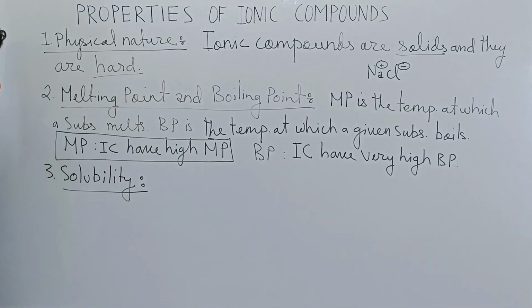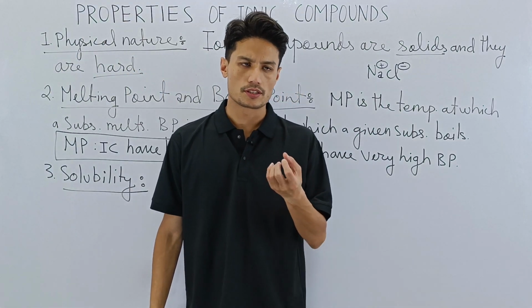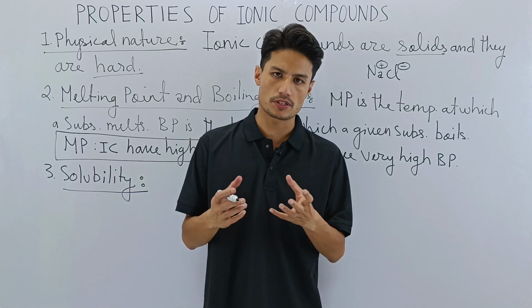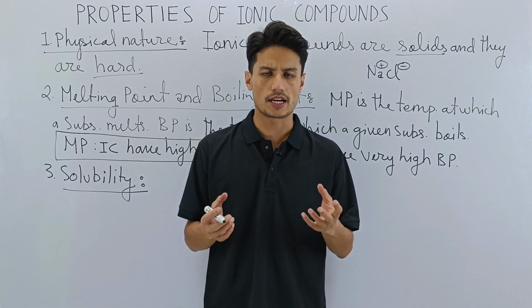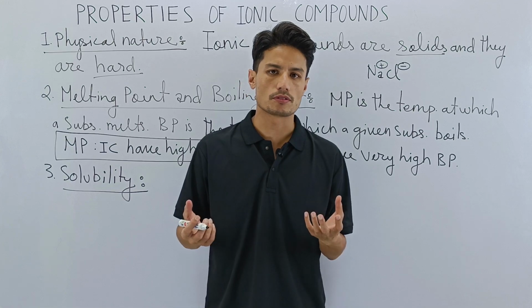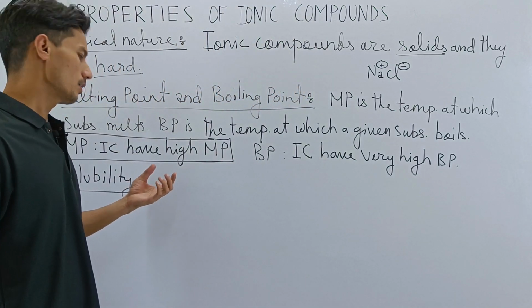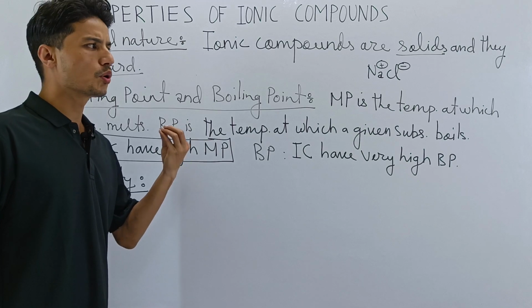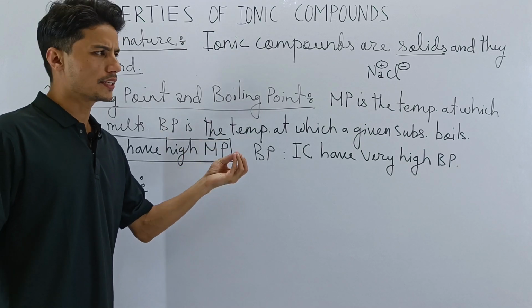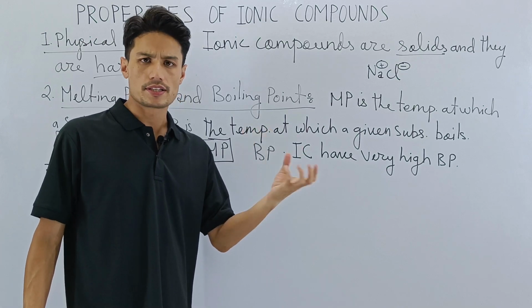So what about the story of solubility for any compound? What do you mean by solubility? Solubility is the property by which it will dissolve. Okay, so what will be the story of solubility for ionic compounds? Ionic compounds can dissolve easily in water, but ionic compounds do not dissolve in organic solvents like kerosene, petrol, etc.